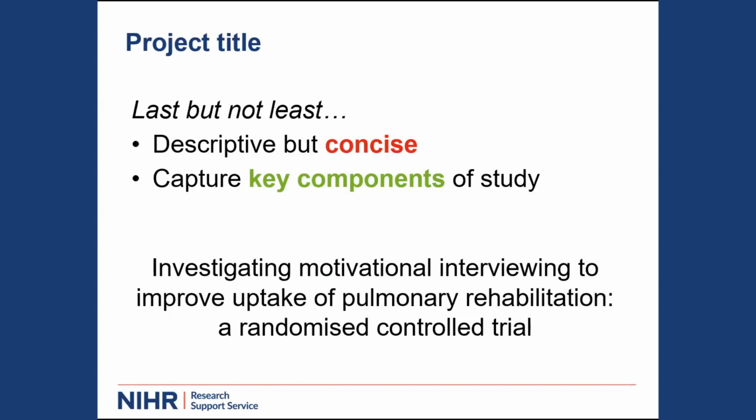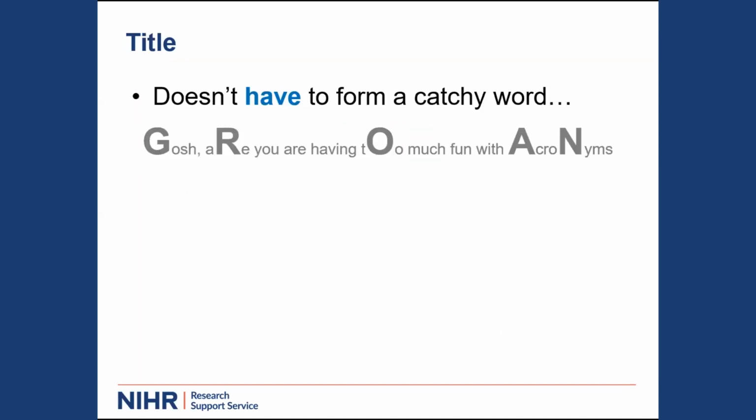So here I've given an example of how you might turn our example into a title. Investigating motivational interviewing to improve uptake of PR in a randomized controlled trial. So it gives a little bit about methodology. It tells us what the intervention is, what the patient group is, and what we're looking to do in a really simple, concise way.